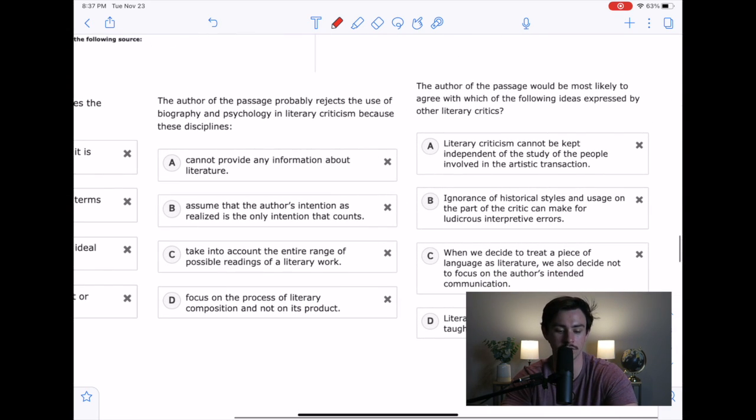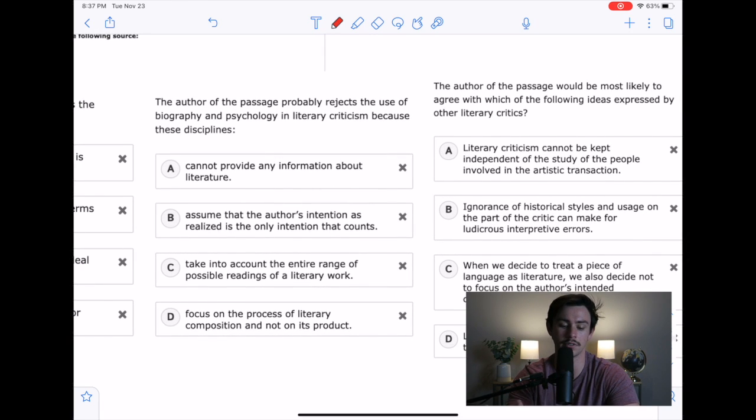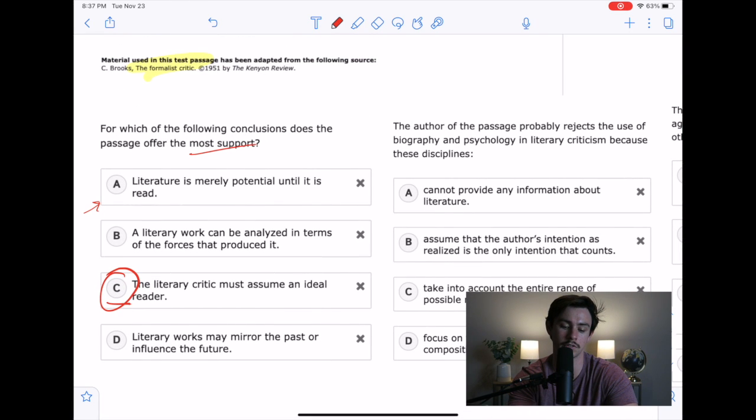Next one says the author of the passage probably rejects the use of biography and psychology in literary criticism because these disciplines what? Okay. Oh, this one was actually an arguments question. Sorry.